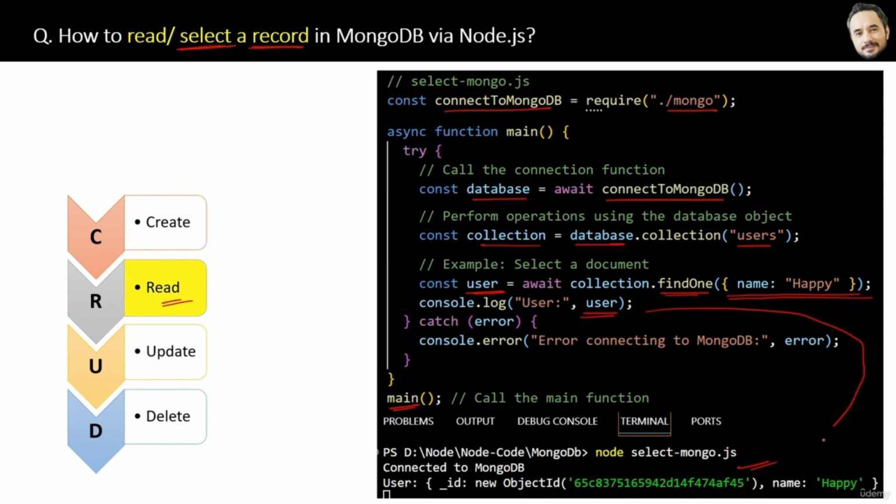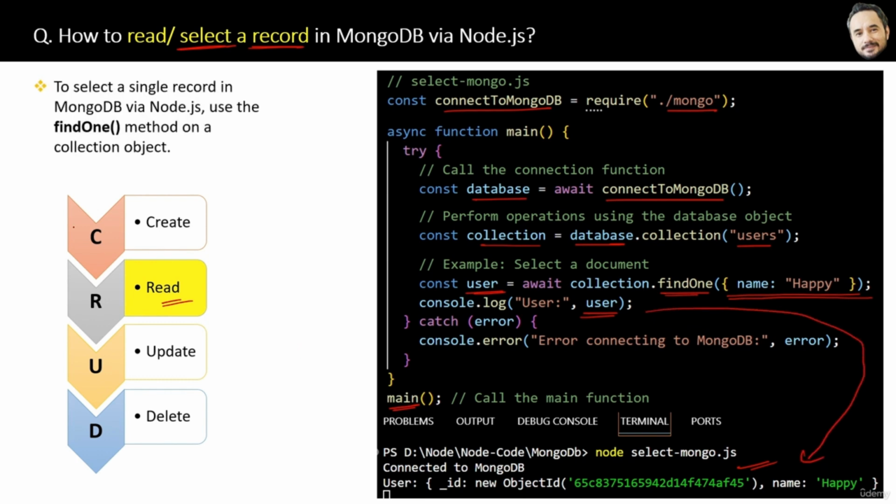Short answer is also there. To select a single record in MongoDB by Node.js, use the find one method on a collection object. Okay, short answer is required for the revision. If we don't remember all the steps, it's fine, but we should remember the main thing at least. Otherwise we don't know the answer actually, right?